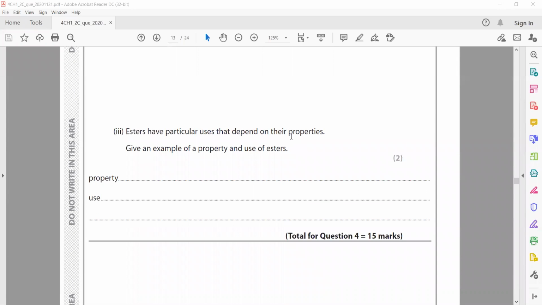Esters have particular uses that depend on their properties. Give an example of a property and use of the ester. So these esters have a distinctive smell, and that's why we use them in perfumes.